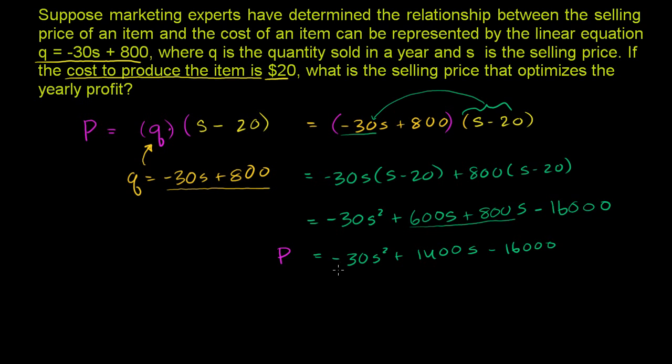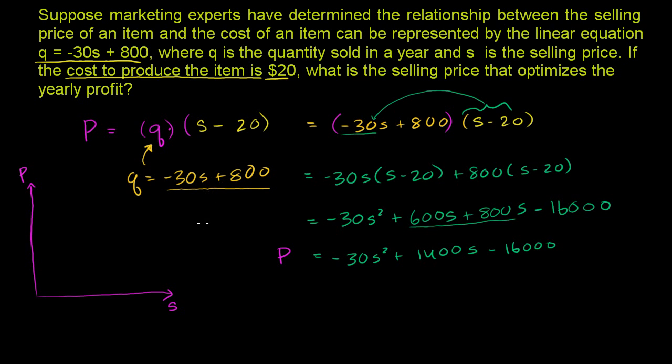And this is actually going to be a downward opening parabola. We can tell that because the coefficient on the quadratic term is negative. So if we were to graph this, this axis right here is going to be the selling price, and this is profit, which is a function of selling price. This graph of this equation is going to look something like this.